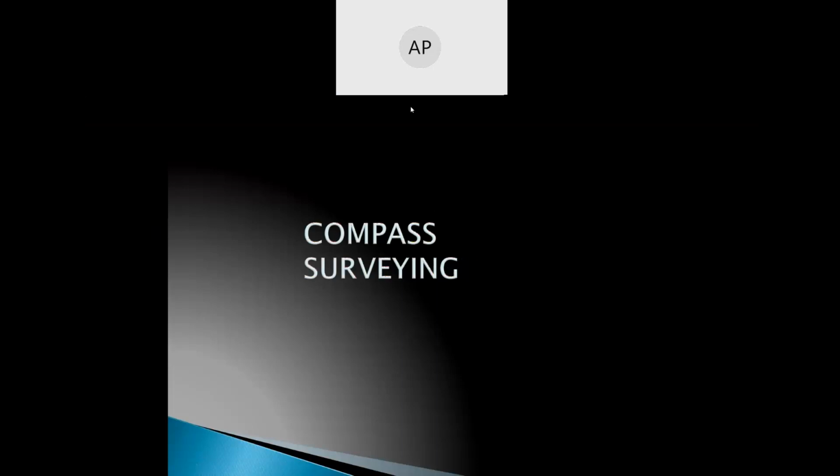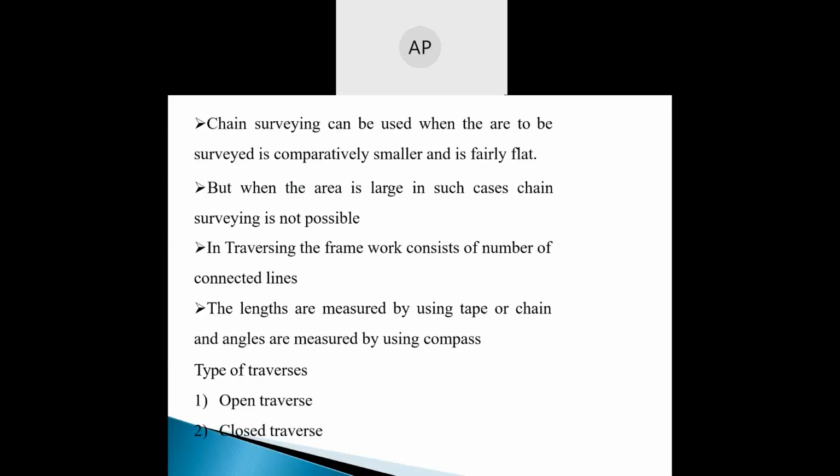So when compass survey is done, let's see. Chain survey can be used when the area to be surveyed is small. If the area is too large, in which we cannot use chain survey, then we can apply compass surveying. When there is a large area which we cannot cover with a chain, then we have to do compass surveying or any other survey.